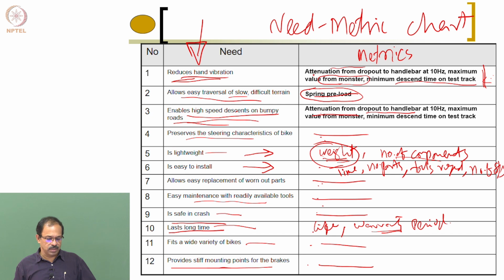then you can say it is easy to do the descents, with maximum value for the test and minimum descent time. So the same metric can also be used. You can repeat the metric, nothing wrong. You can identify these metrics, and the same metrics can be used for this also.